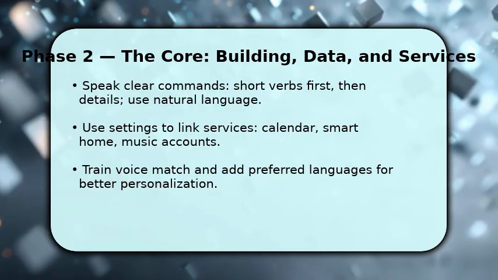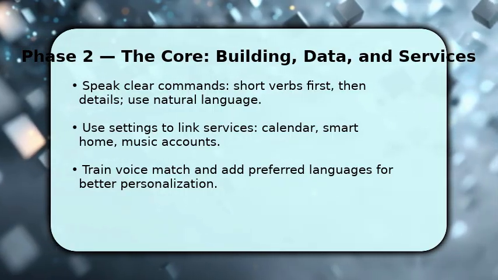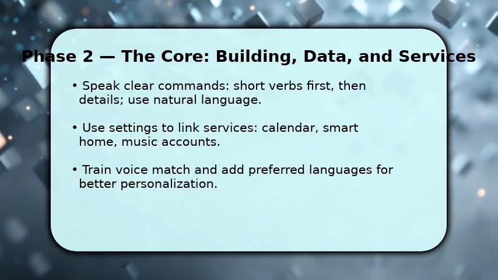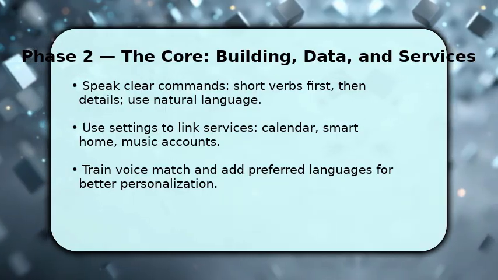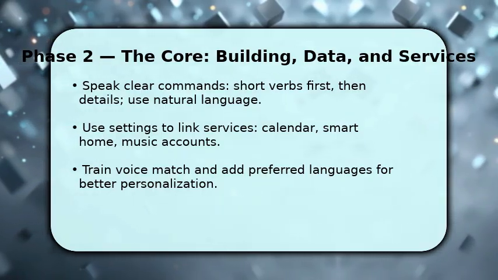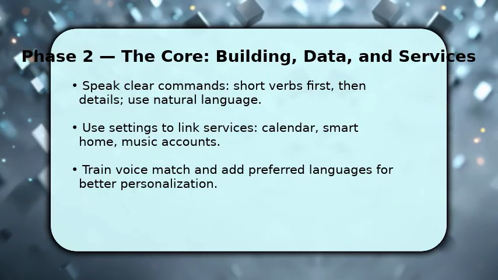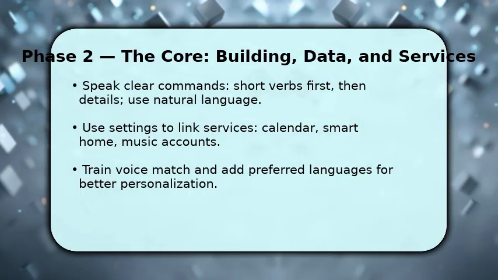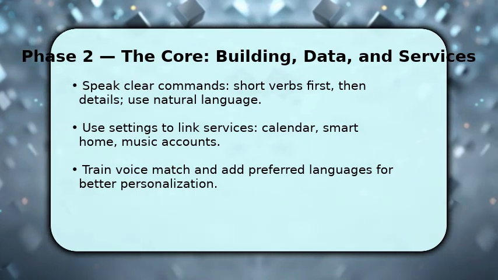Once done, link services like calendar, smart home devices, and music accounts so actions happen automatically. Make sure to authorize each one. If multiple users share the device, set up voice match and add languages to improve recognition and personalize results based on your calendar, preferences, and location.